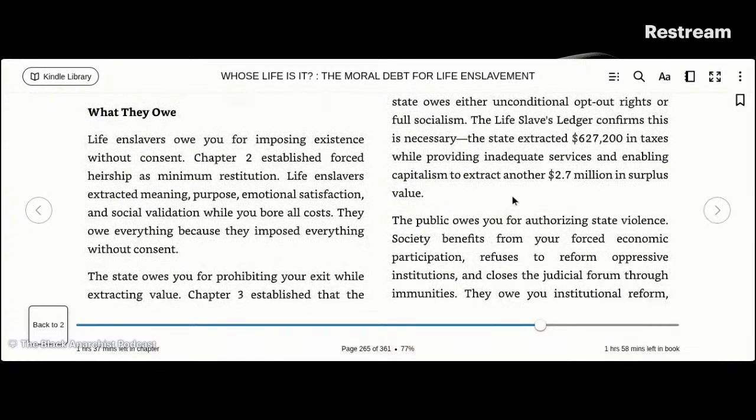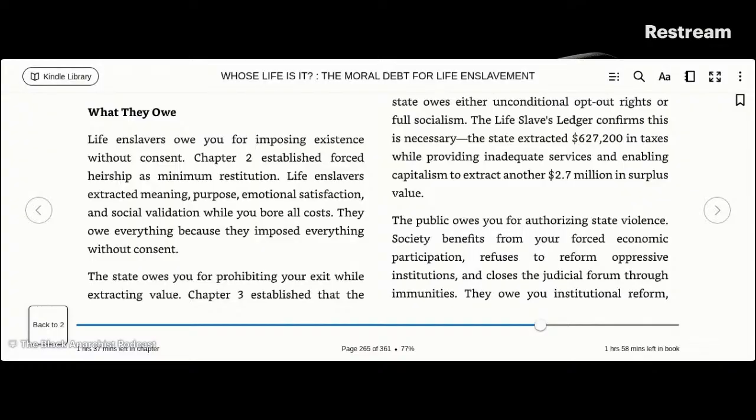What they owe. Life slavers owe you for imposing existence without consent. Chapter 2 establishes forced heirship as minimum restitution. Life enslavers extracted value. They extracted meaning, purpose, emotional satisfaction, and social validation while you bore all the costs. They owe everything because they impose everything without consent. The state owes you for prohibiting your exit while extracting value. Chapter 3 establishes that the state owes either unconditional opt-out rights or full socialism. The Life Slaves Ledger confirms this is necessary.